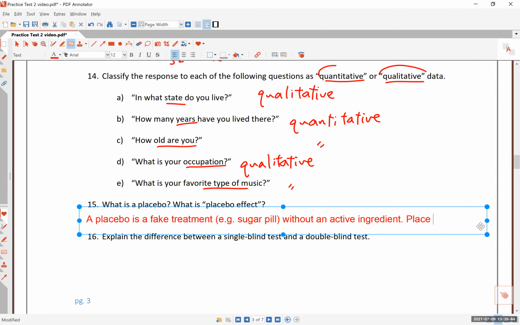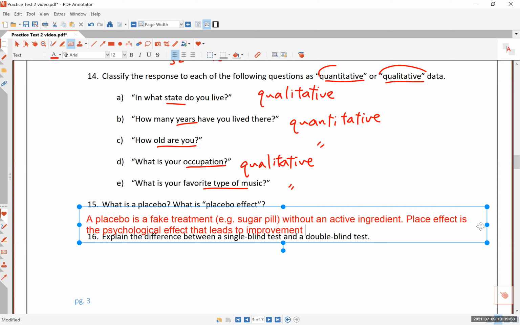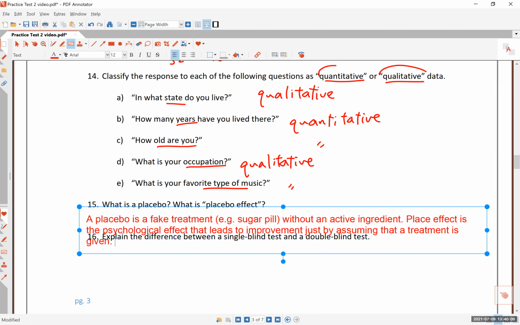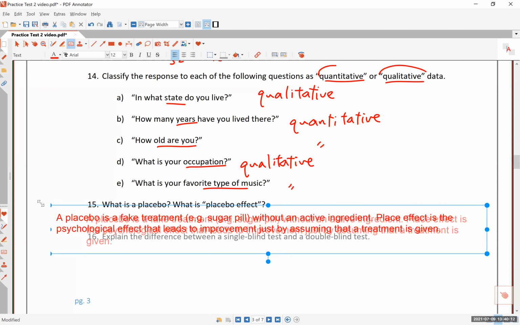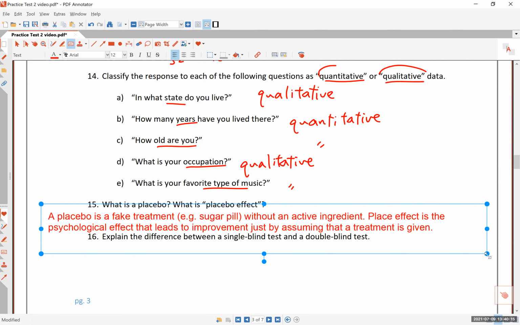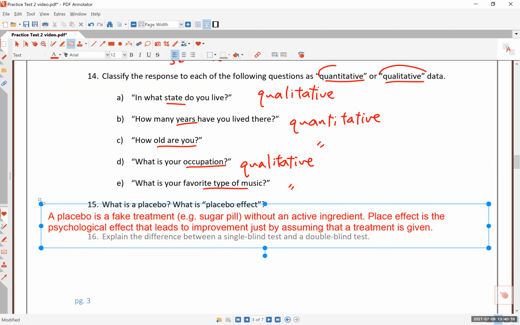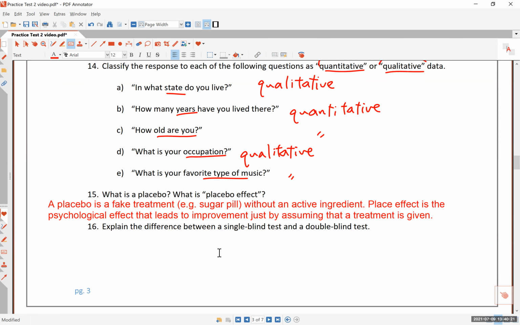A placebo effect is the psychological effect that leads to improvement just by assuming that real treatment is given. Okay, so you're taking a fake pill, but you don't know that. You think you're taking a real innovative pill that's supposed to cure your headache or something. And as a result, because you think you should be better, you do get better, and that is called a placebo effect, right? Okay, so that is number 15.